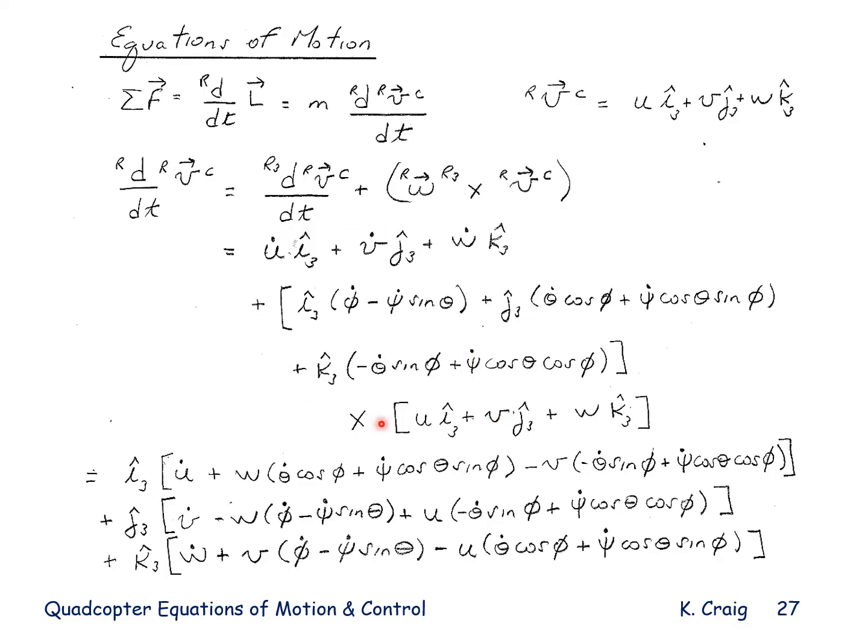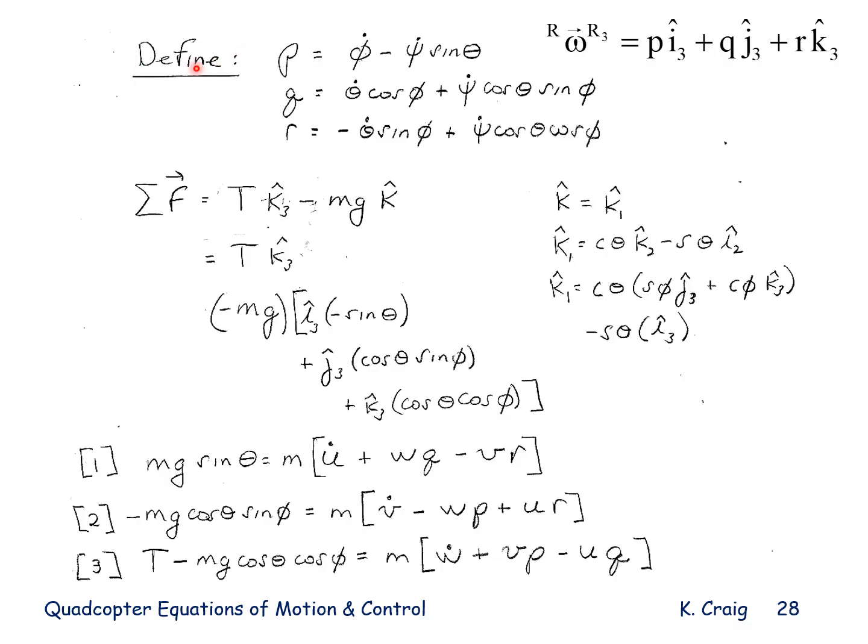If I then execute the mathematics by taking the cross product and then gather terms together, I see that the absolute velocity of the CG in the R reference frame is given by this expression, where these are the I3 hat, J3 hat, and K3 hat components of that absolute velocity. I've previously defined P, Q, and R.